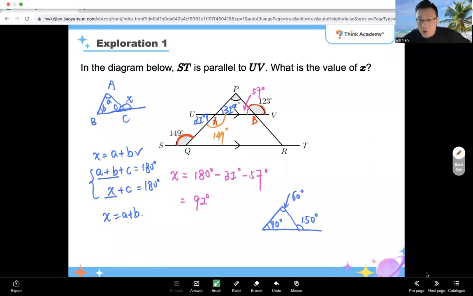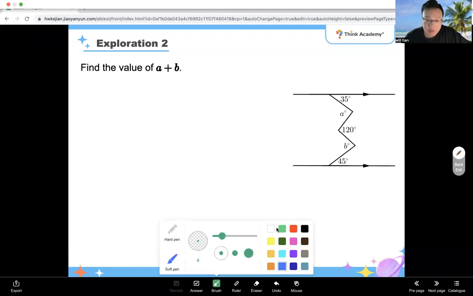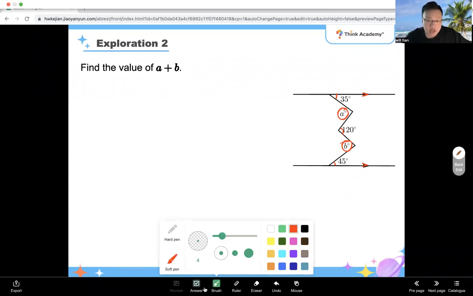Okay, guys, now let's move on to the next question. In this question, you have 35 degrees, this angle over here, and 120 degrees, 45 degrees. The question asks what is the sum of A and B. It also gives you two parallel lines. So guys, to solve this kind of problem, what are we going to do?